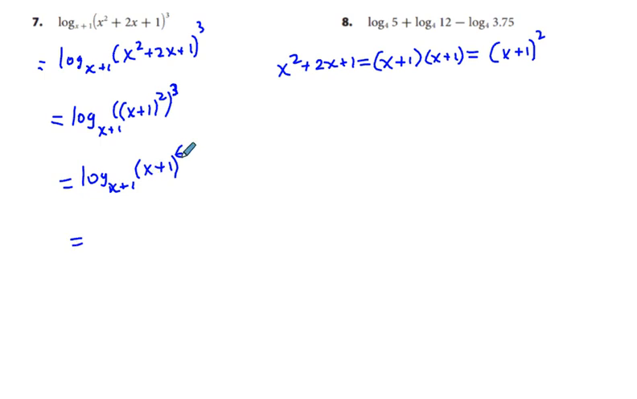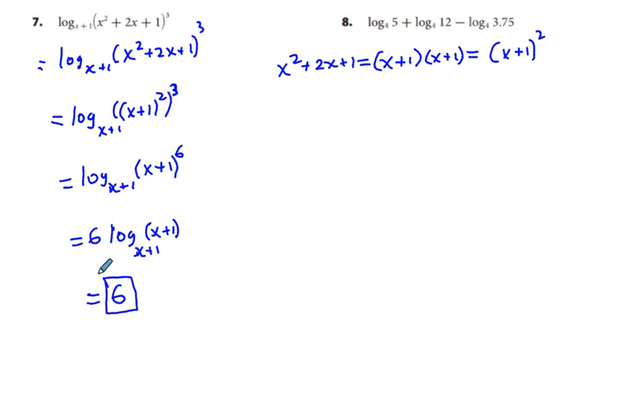And now we can take that 6 out front. So we get 6 log base x plus 1 of x plus 1. So what power do you raise x plus 1 to equal x plus 1? It's going to be 1. So that's going to be equal to 6. And that is our answer to problem number 7. Okay.